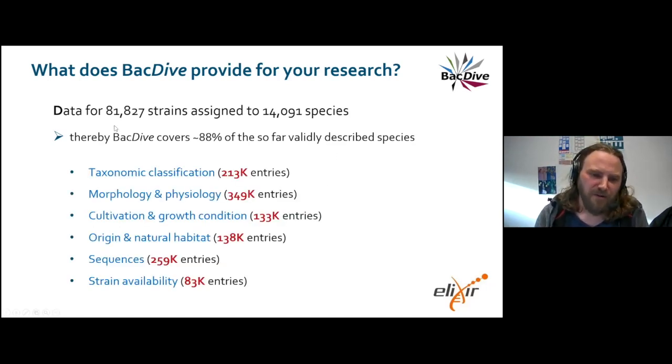So what kind of data do we provide? We have different sections here, taxonomy, morphology, and so on. And what you see here on the entries is that we are a little biased. We have a lot of morphology and physiology data here. It's basically physiology data.